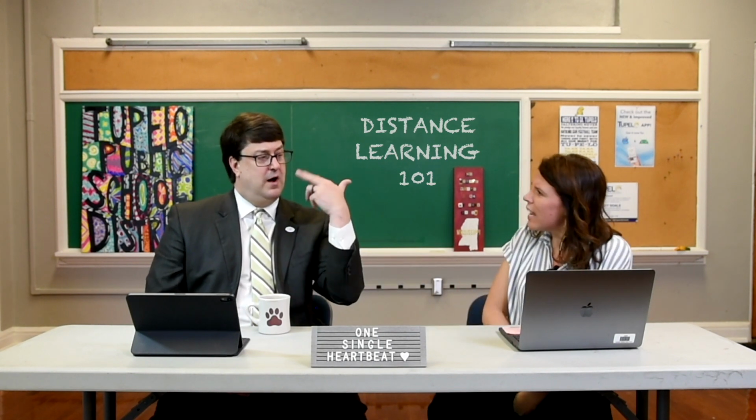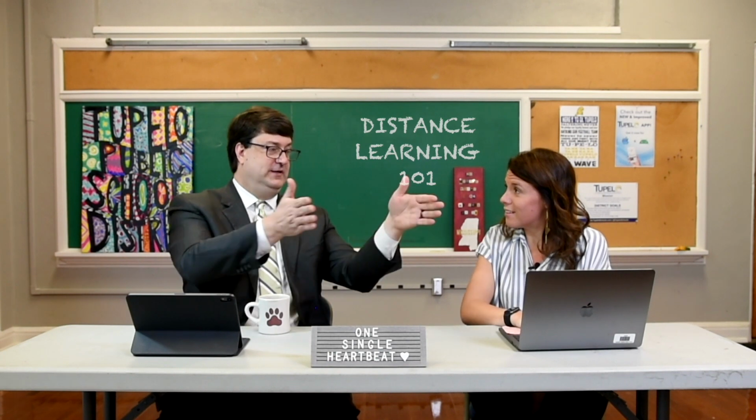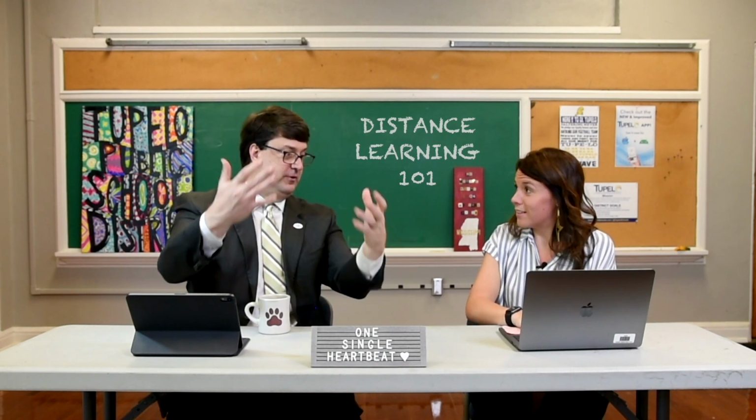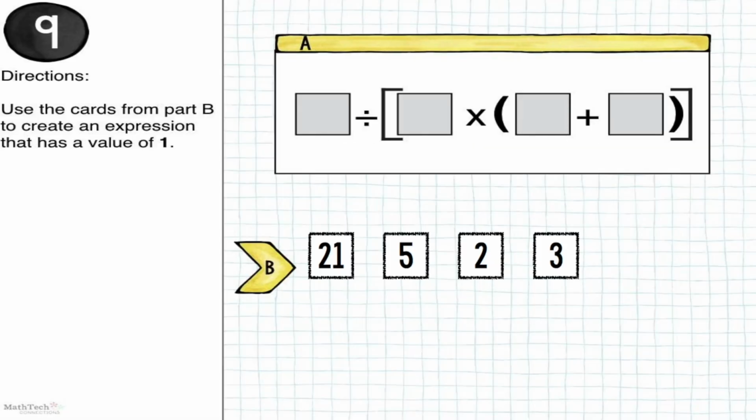This is a different way of using your mind. It is. From the other way. Now you're creating the equation based on the value, the parentheses, and everything. This is like The Price is Right. Correct. So again, use the cards, and the value needs to be 1.